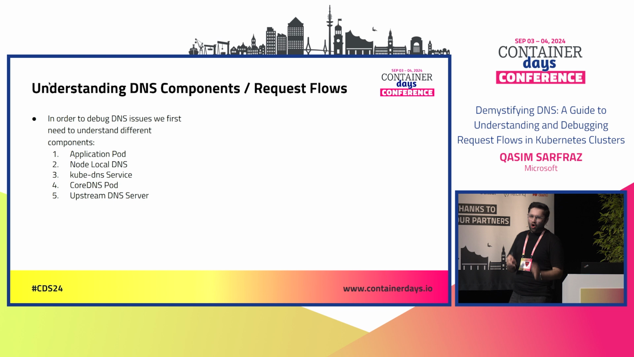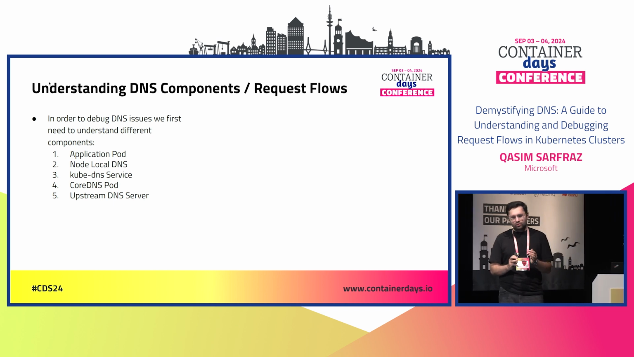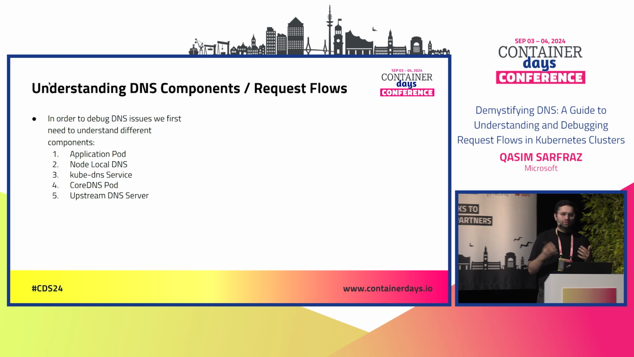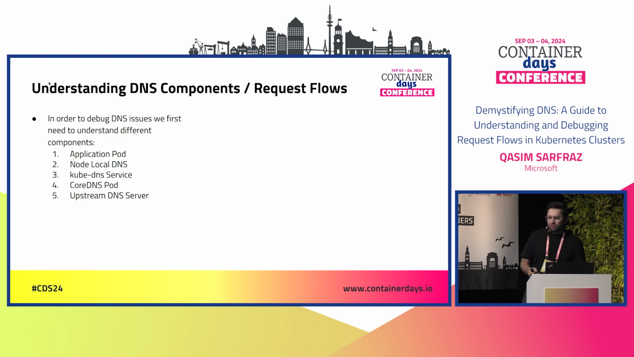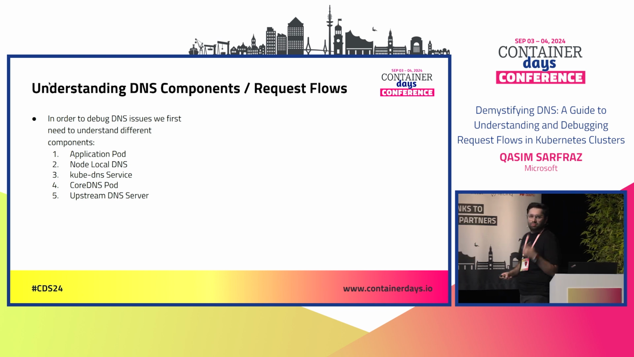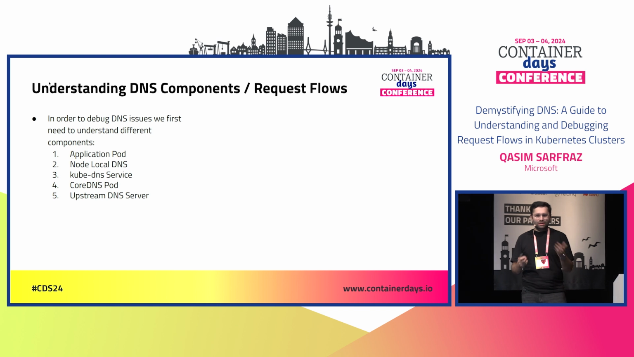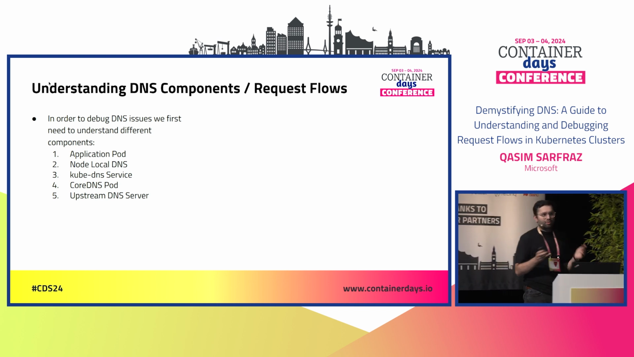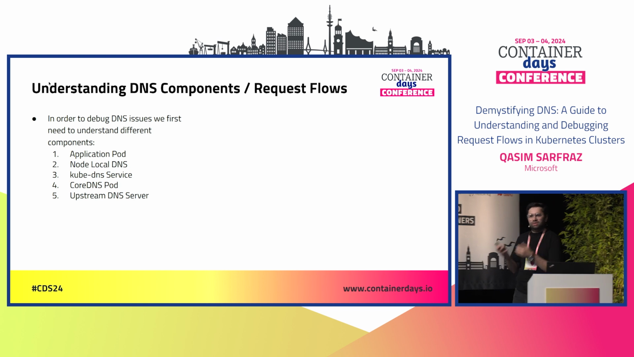So in order to debug DNS issues, we first need to understand the different components via which the request flows. These include the application pod, node local DNS, kubeDNS service, CoreDNS pod, and upstream DNS server.